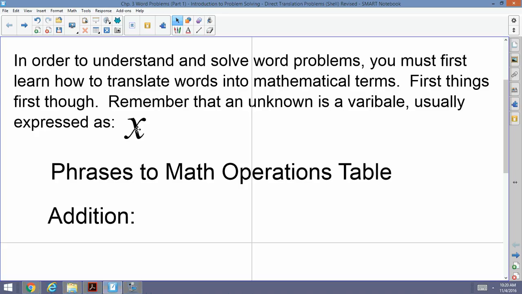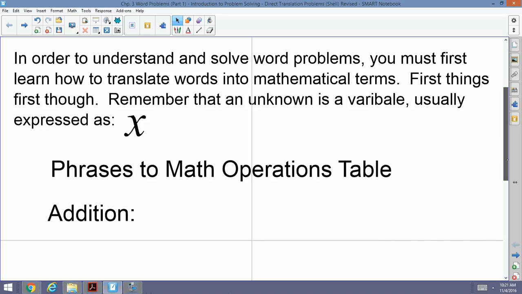It does not matter, though. You can express a variable in any letter or symbol you want, technically. I'm not trying to be sarcastic, but if you wanted to make a variable a little star symbol, you could, as long as you told me what that star symbol represented. But usually we use x. A lot of people like to use n. It's really up to you.